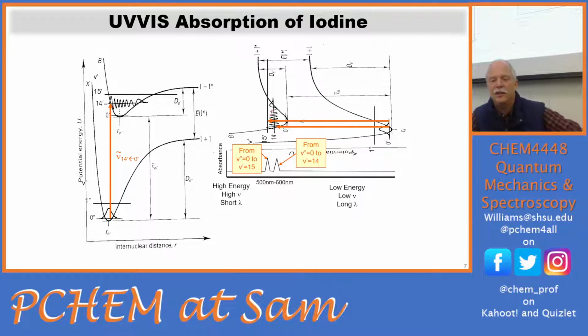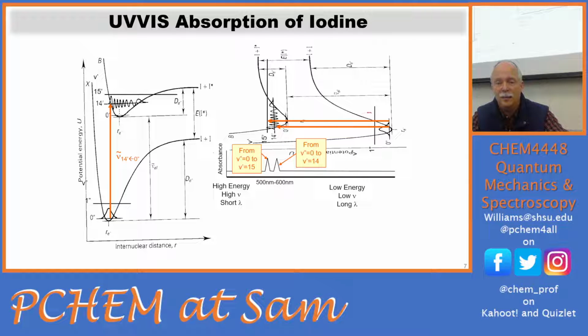So here I'm showing the 0 to 14 line and the 0 to 15 line. And so if we're scanning the monochromator along, when we get to this point, we're shooting light in there and it's hitting that iodine molecule, and we have an absorption. And that absorption is connecting V double prime equals 0 to V prime equals 14. We scan a little further, and we get 0 to 15.